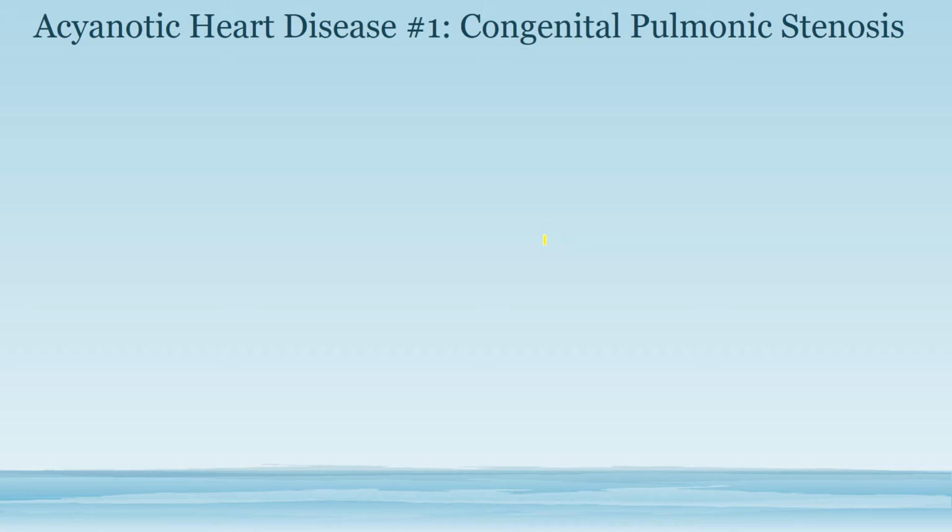Now finally, we've moved on to the acyanotic heart diseases, and we'll start with congenital pulmonic stenosis. So these babies aren't going to be turning blue. They're going to have other problems. So what is congenital pulmonic stenosis? That means the pulmonary valve, which leads from the right ventricle to the pulmonary artery, is narrowed and stenotic, causing an increased resistance to right ventricular to pulmonary artery blood flow.